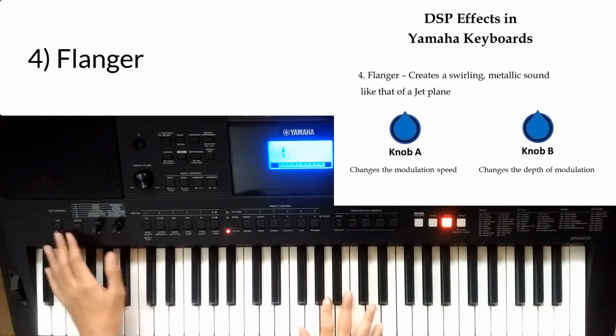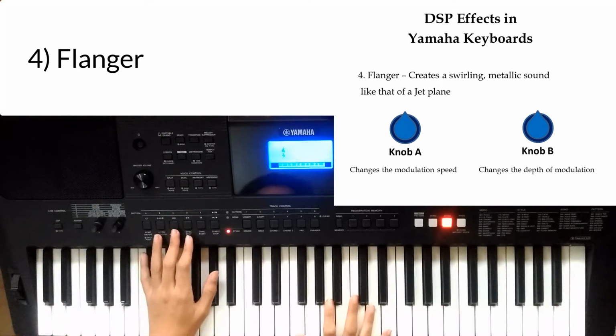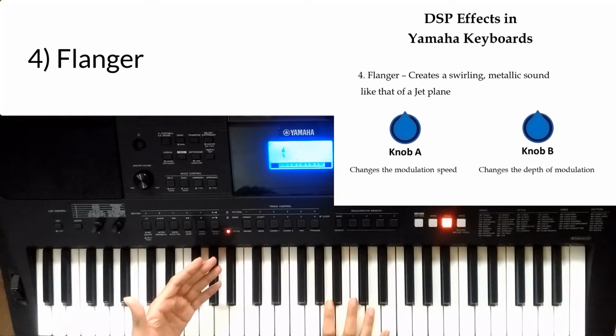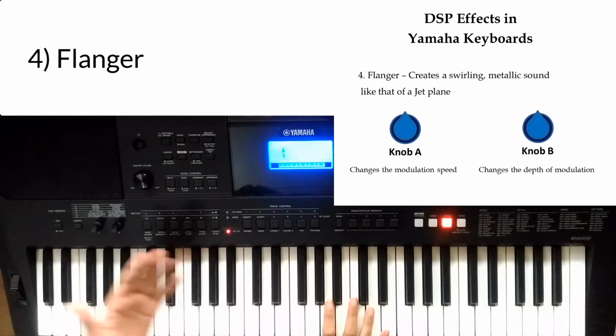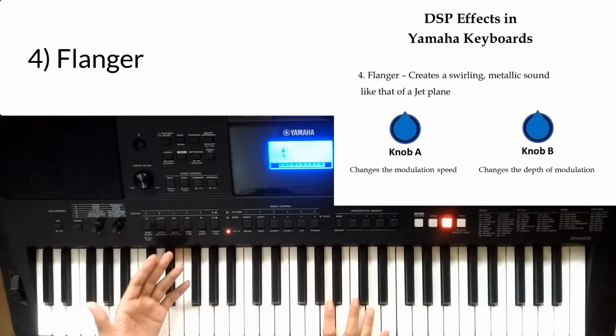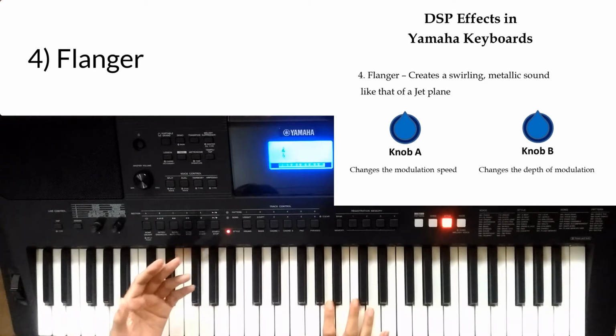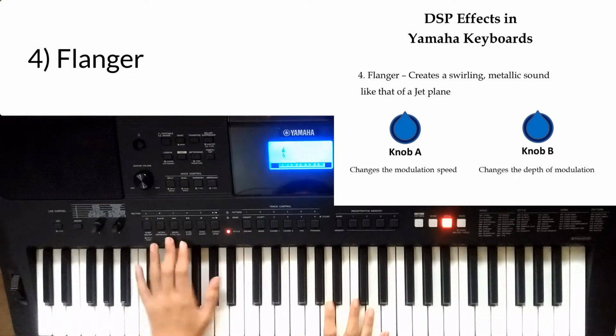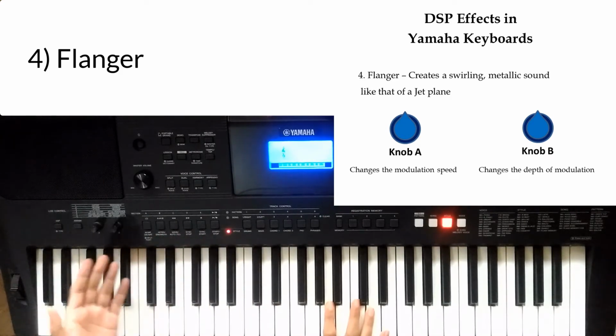Okay, so you also might have heard this effect in DJ songs or something like that, very remix kind of songs. The flanger effect is basically phase modulation, where it creates a swirling metallic sound like that of a jet plane. If a jet plane sound is added over sounds, the effect comes out something like this.